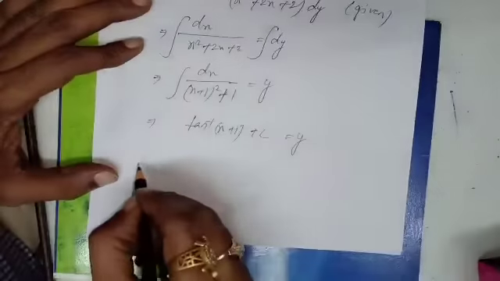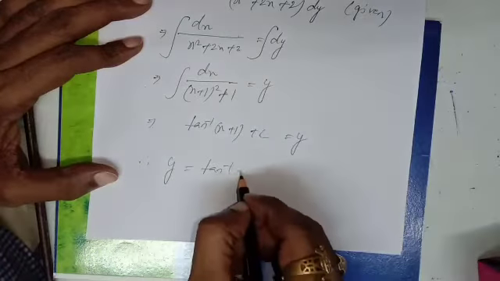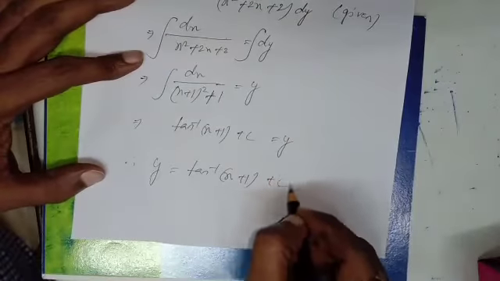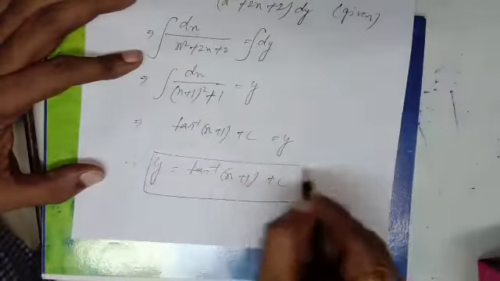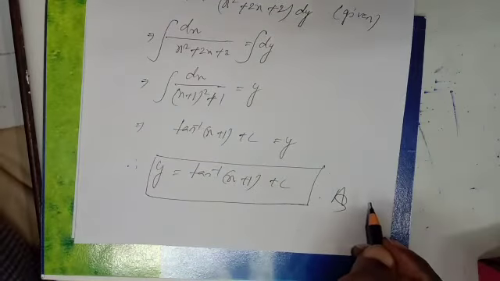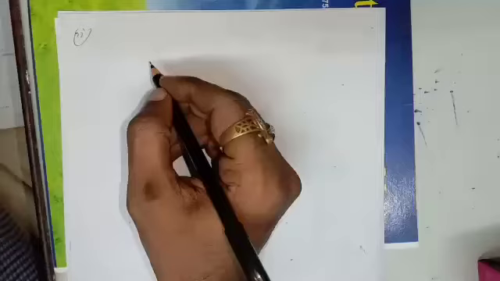So what is the final answer? Therefore the final answer is y is equal to tan inverse (x + 1) plus c. This is the solution of the above differential equation. Number 3 first part completed. I hope it is clear for you. Let us go to the next one.